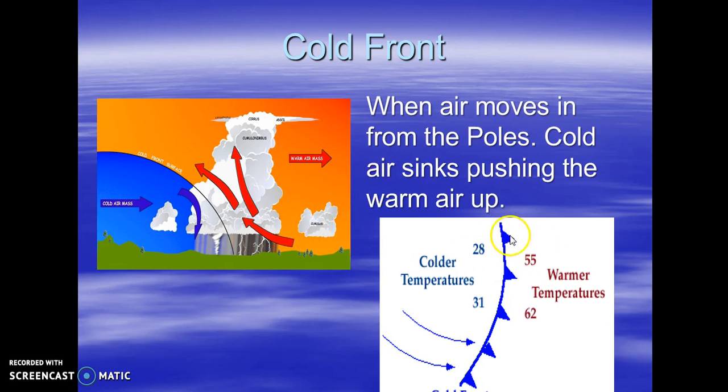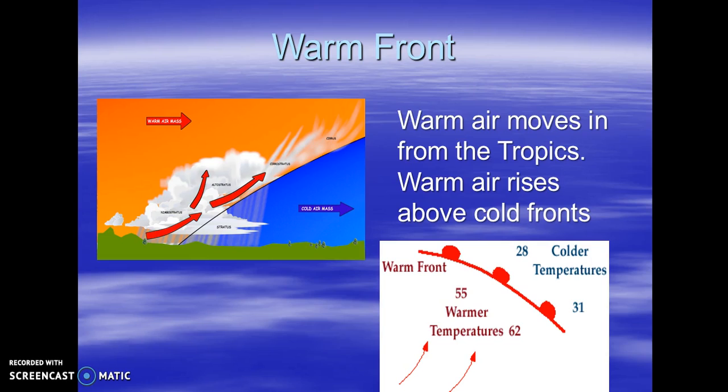So you can see right here, it is a line with a triangle, and it's usually going to be blue, and the colder air is behind it. All right, warm front, just the opposite. We get warm air coming in from the tropics. Warm air rises, and as it comes through, like in the spring when it's a little cold here and we start getting these warm fronts, these warm fronts will force that warm, moist air up.